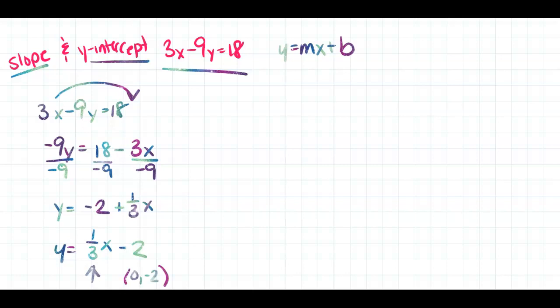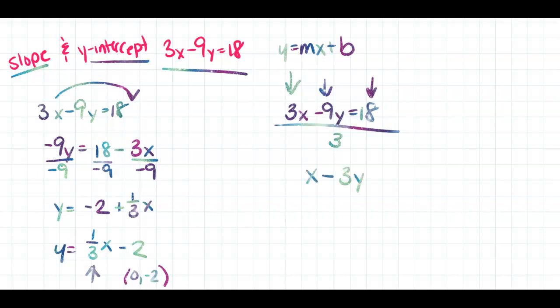Now, an easier way to do it. You probably noticed looking at this that all three of these numbers are multiples of 3. So right away, I can divide the entire thing by 3. It's going to give me things that are a little easier to work with maybe, okay? So 3 divided by 3 is 1. 9 divided by 3 is 3. 18 divided by 3 is 6. Okay, those look smaller. I like that better. Same thing, negative 3y equals 6 minus x. And then I'm going to divide both sides by negative 3.